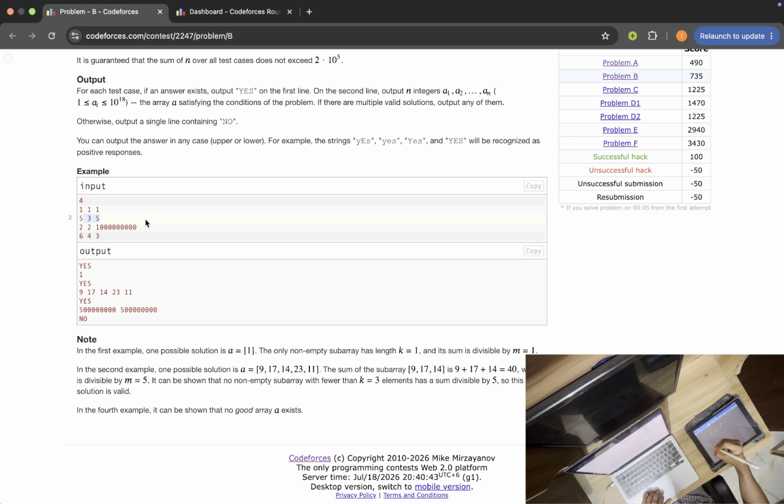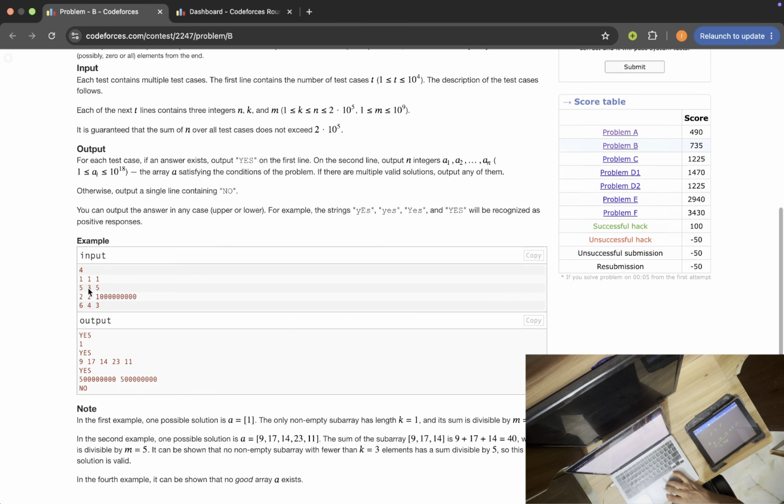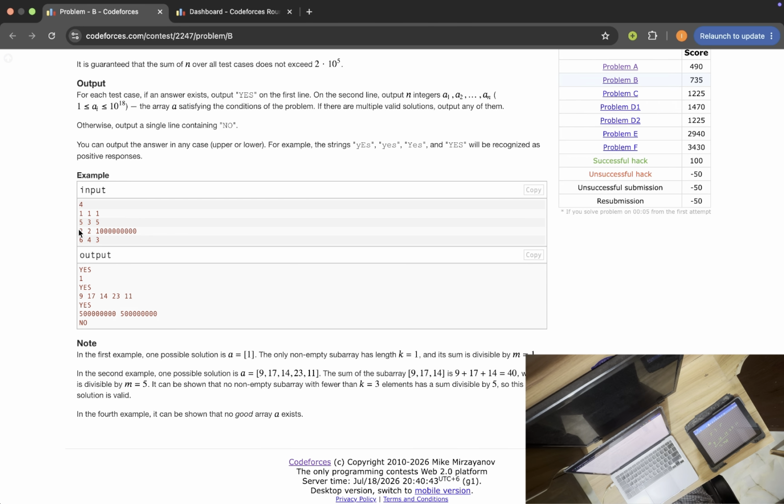Five, 3, 5. It's given me 9, 17, 14, 23, 11. In the second case, 9, 17, length 3. Length 3, m is 5. 9, 17, and 14 equal to 40, and 40 is divisible by 5. Okay, nothing less than that exists. Okay, and it can be 3, 5.